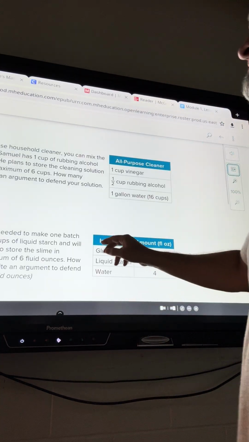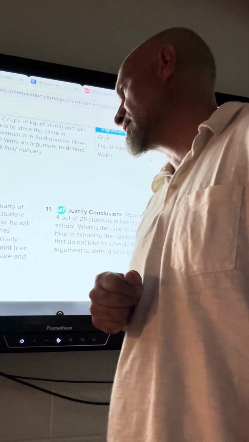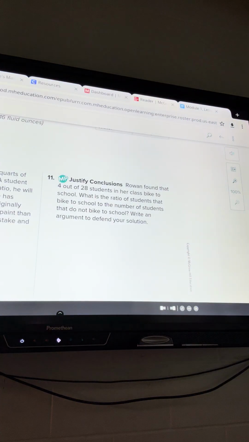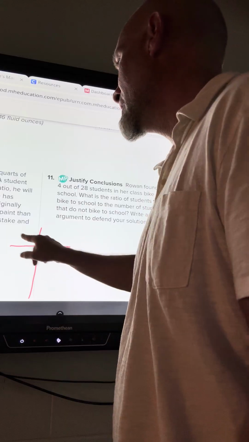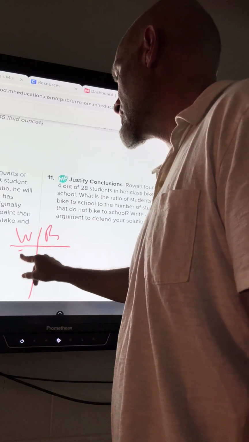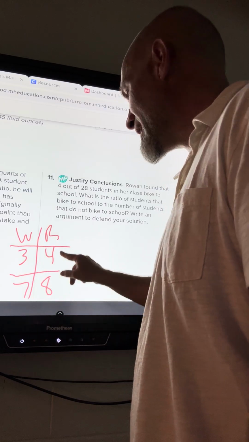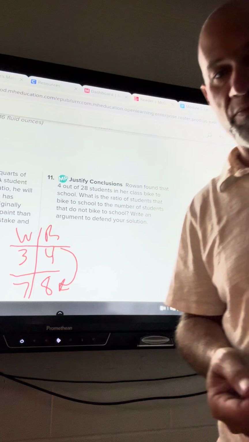On number 10, it asks you to find the mistake. So the ratio of quarts of white paint to red paint is 3 to 4. A student says that to maintain the same ratio, he will need to add 7 quarts of white paint if he has 8 quarts of red paint, because there was originally 1 more quart of red paint than white paint. So is that true or not? Again, you want to make a table. White to red is 3 to 4. Is 7 to 8 the same? Well, ask yourself, what would you do to the 4 to get 8? Think about that, see if it makes sense, okay?